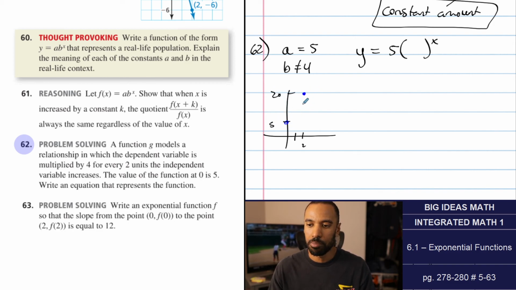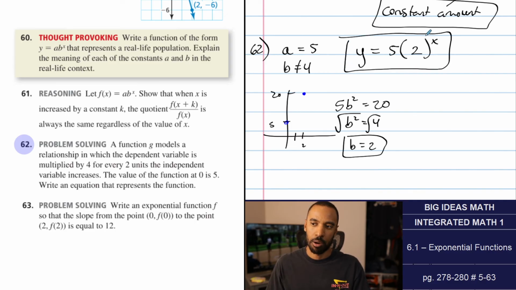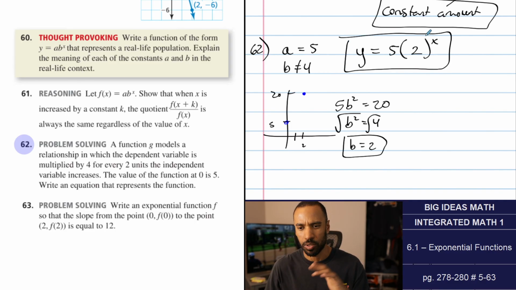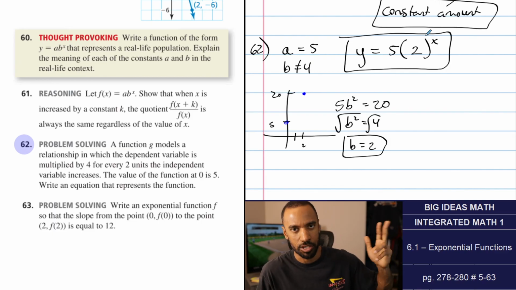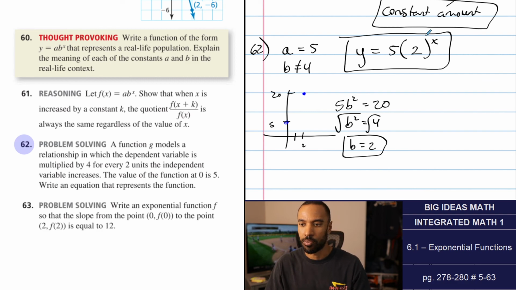Well, what did it do in between there? You did 5 times some b times another b, and you got 20. You divide by 5, you get 4, and you take the square root. You would actually get plus or minus 2, but in this case, b can only be 2. You get 2 there. That's one way of working that out. Probably the better way of doing it, you could also guess and check. If you quadruple every 2 units, then you must be doubling every 1 unit. That's at least an idea anyway.